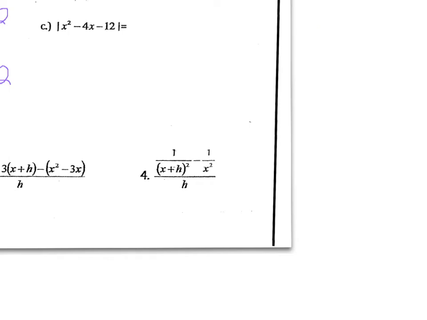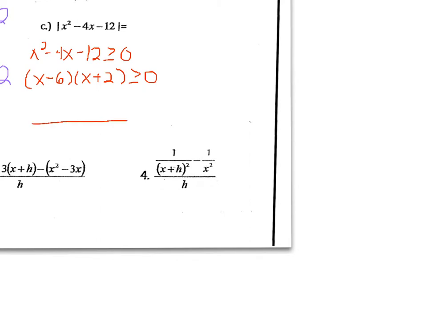Moving over to C, we have the absolute value of x squared minus 4x minus 12. So again, on the side, we want to set this quadratic greater than or equal to 0, and in order to solve it, we must factor it. So we get x minus 6 and x plus 2. So now remember, with quadratic inequalities, if we graph it on a number line, we have the number 6 and the number negative 2.